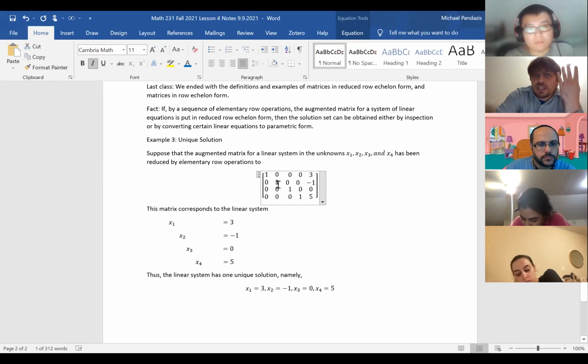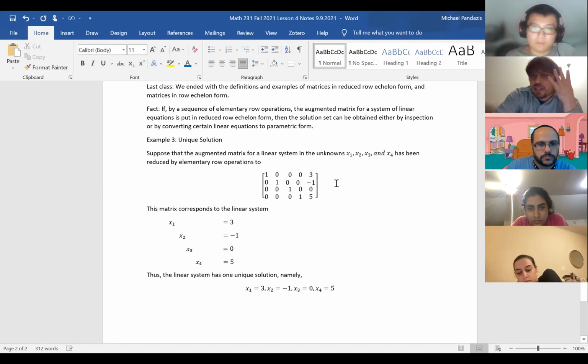There's a leading 1 here in the second column, every other entry is 0. This is a leading 1 here, every other entry is 0. And there's a leading 1 here, and every other entry is 0. There is no leading 1 in the last column, and so you don't worry about it. So the first 4 columns each have their own leading 1s from those 4 rows, and that's true for all of them. So property 4 is also satisfied by this matrix.